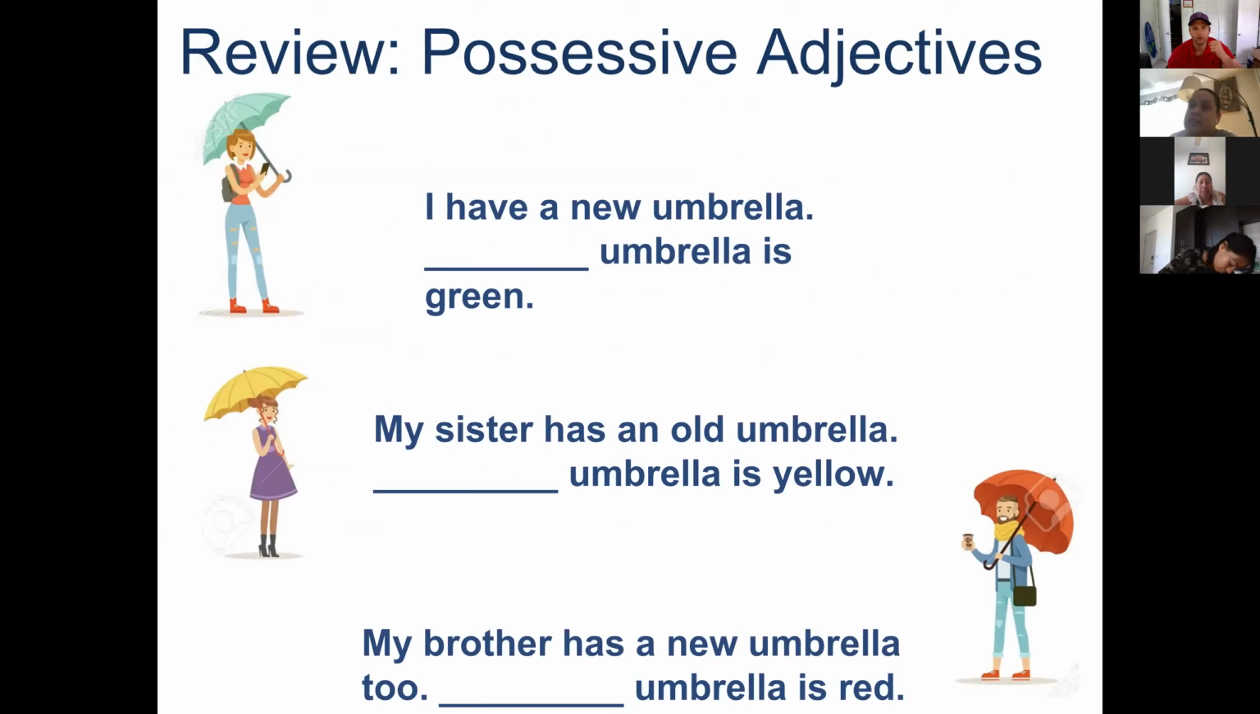I have a new umbrella. What is the correct possessive adjective that would follow this? Sarai? My umbrella. Good. My umbrella is green. Okay. How about the next one, Danya? My sister has an old umbrella. Her umbrella is yellow. Good. My brother has a new umbrella too. His umbrella is red. Good.